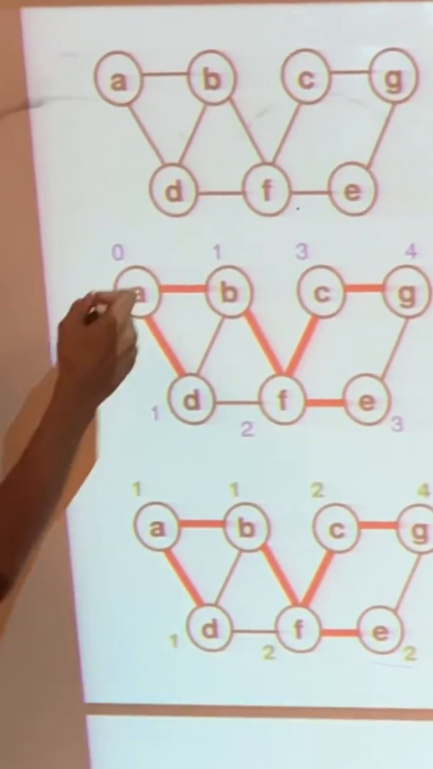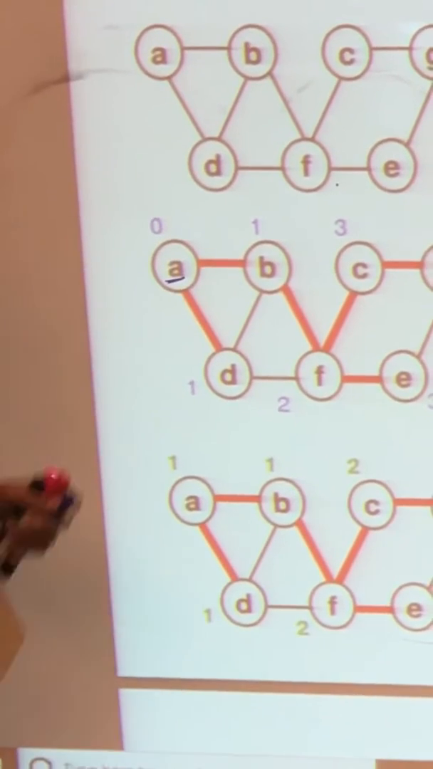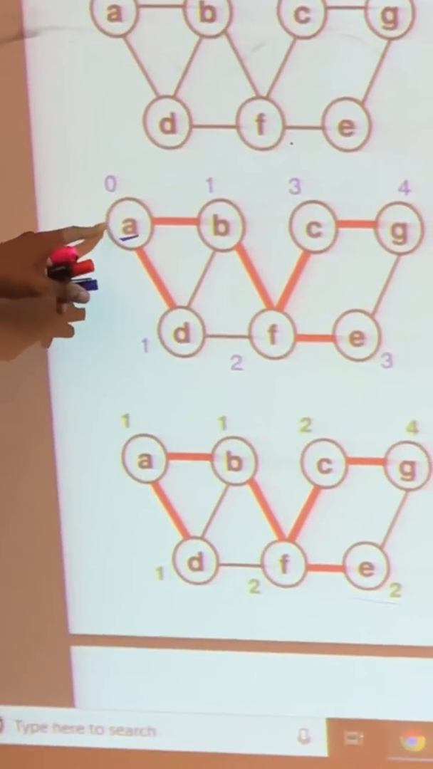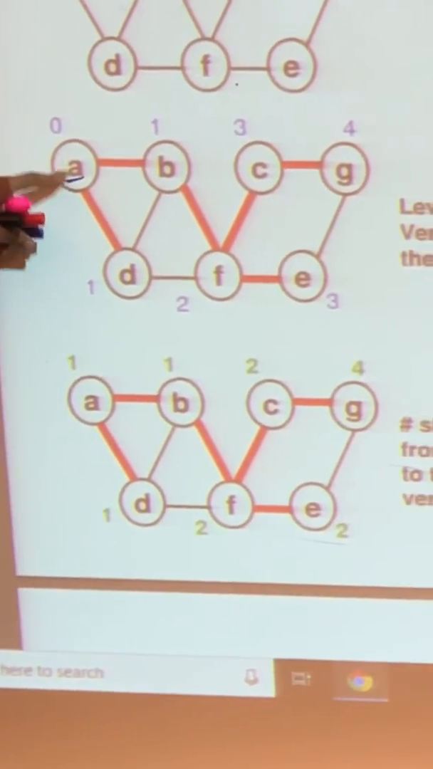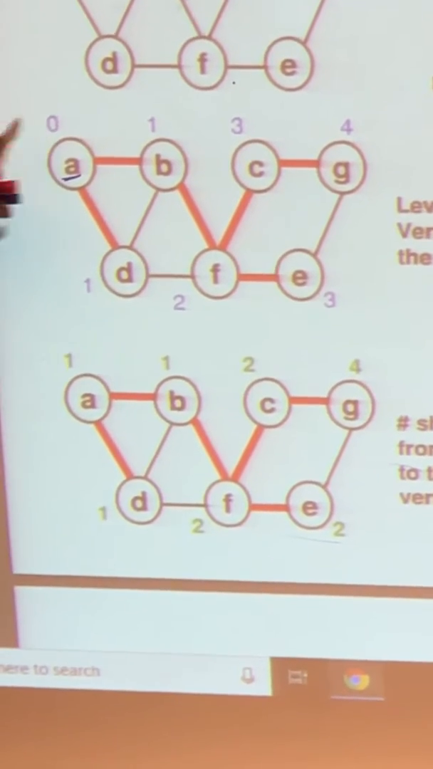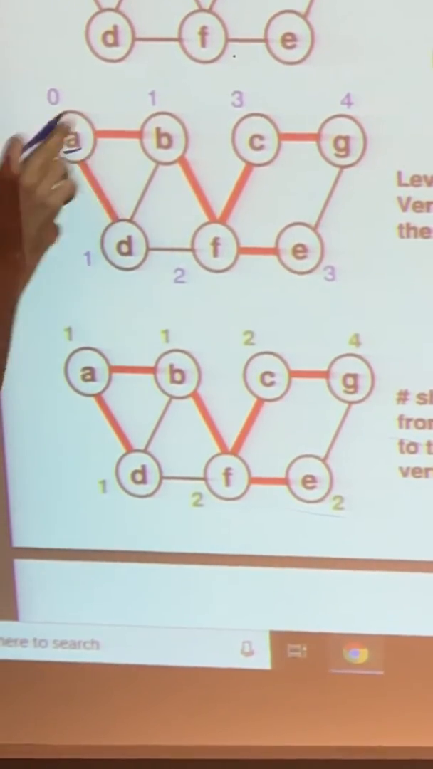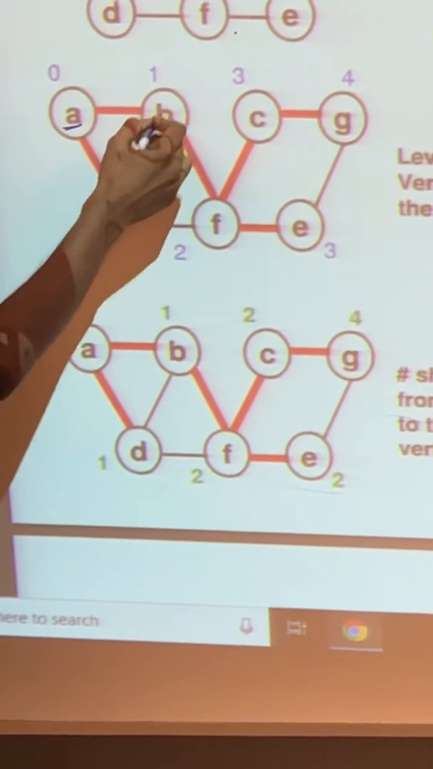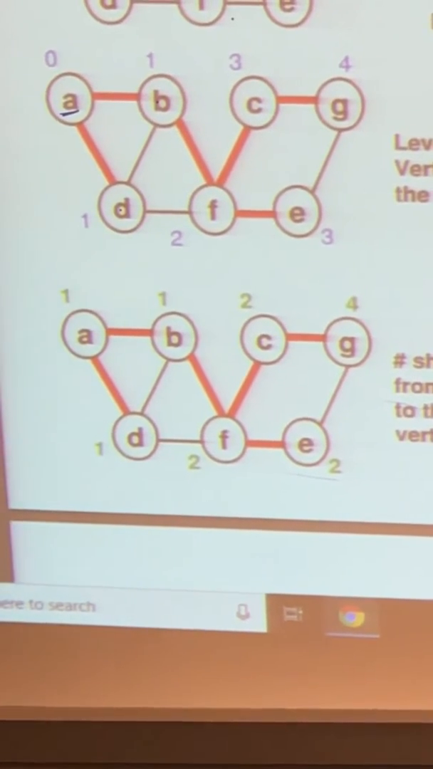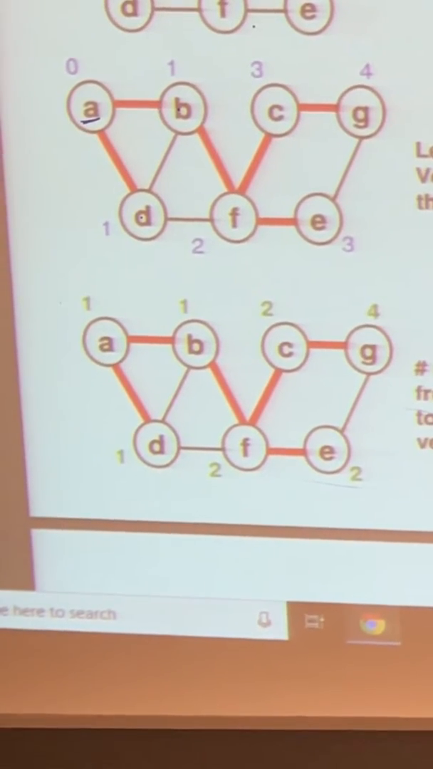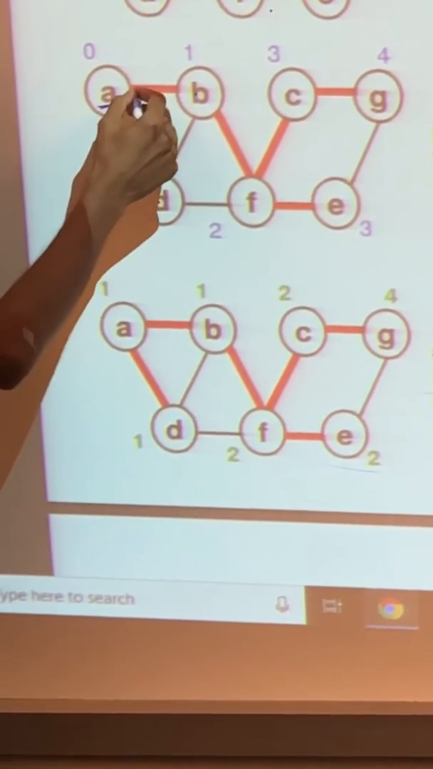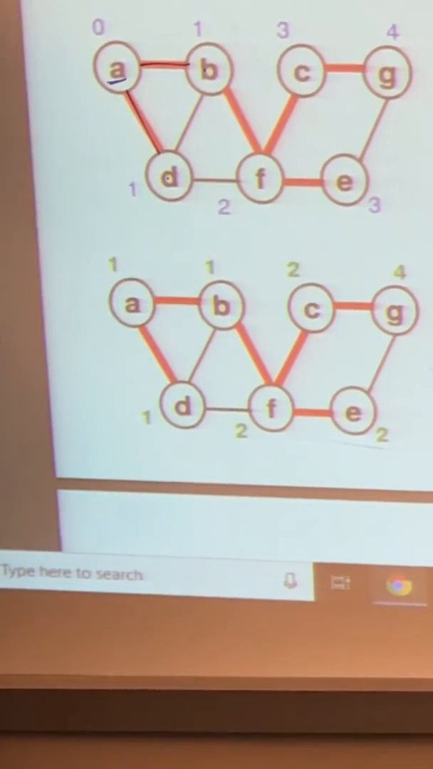So let us run breadth first search starting from A. A is said to be the root, and its level is 0. From A, you visit its neighbors. Its neighbors are B and D. They are said to be at level 1. Okay? These are the edges that you use to visit those neighbors.